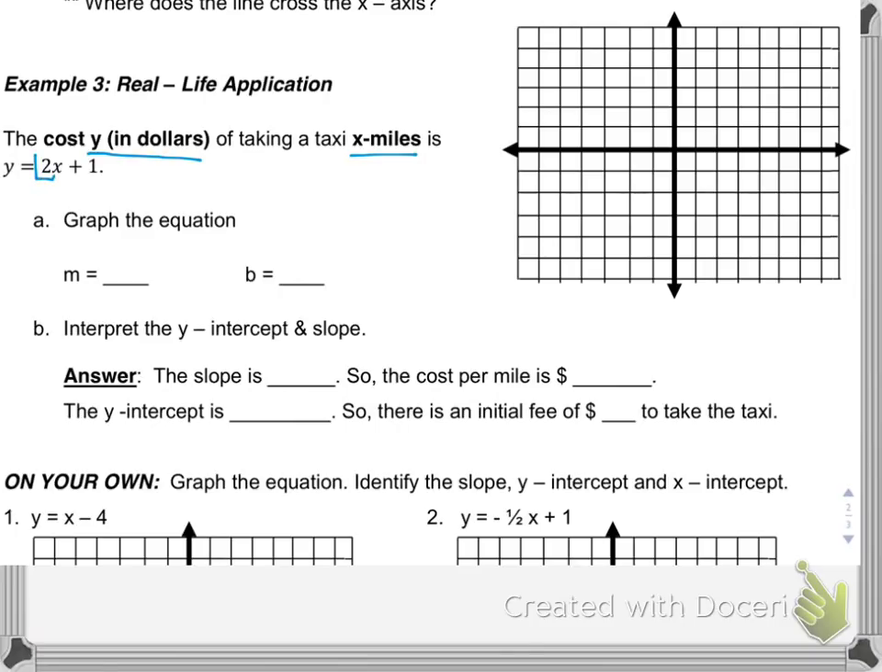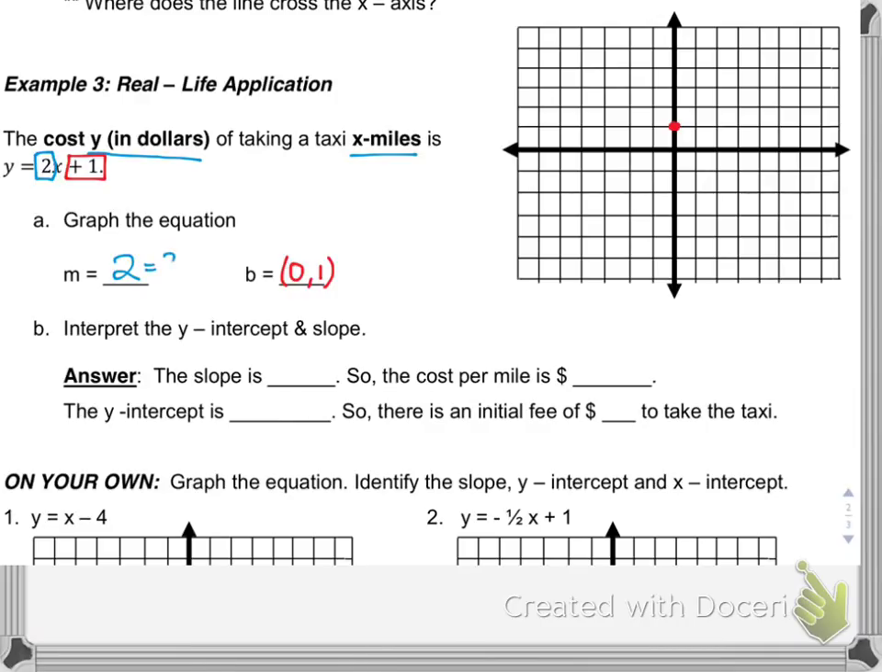I'm going to put a box in blue around my slope, that's my m. I'm going to put a box in red around my y-intercept, and that is (0, 1). It's a coordinate point. Now I'm going to graph this. So I'm going to find (0, 1). There it is. Now I'm going to look at my blue slope.